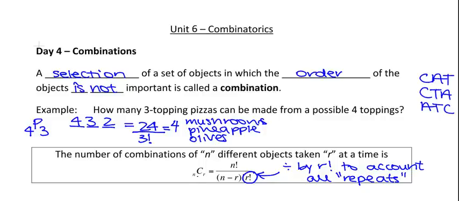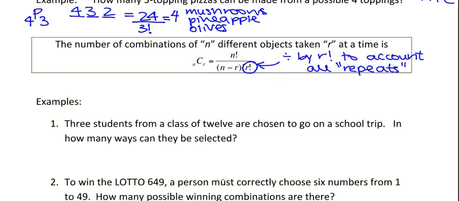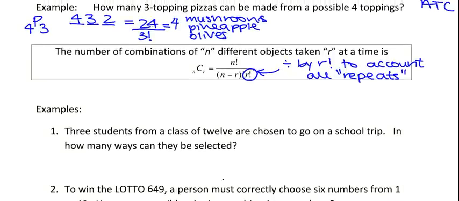So let's apply this formula to the next few examples. So example 1, 3 students from a class of 12 are chosen to go on a school trip. In how many ways can they be selected? So you may be looking at this question going, well, we already did this question. We did this question last class. But if you go back and you look at the wording, you'll see that this wording is particularly different for a reason.